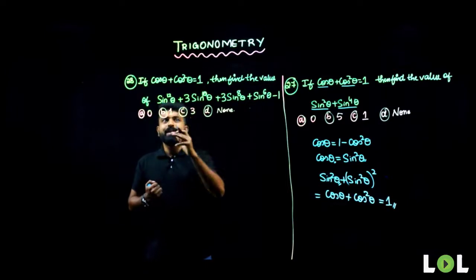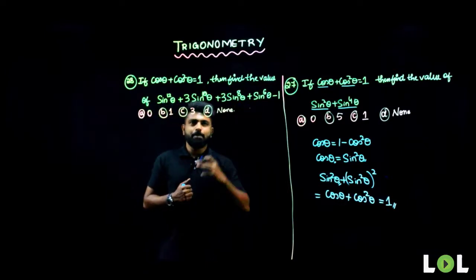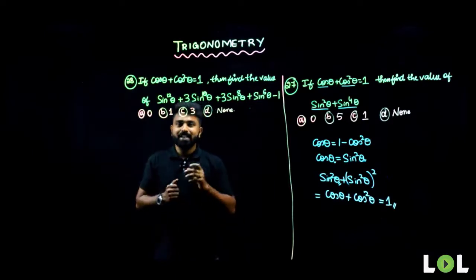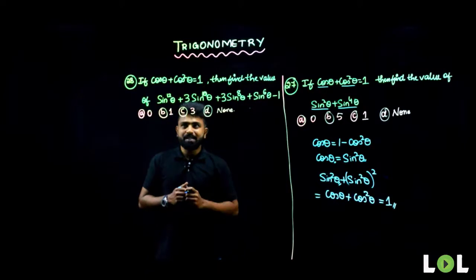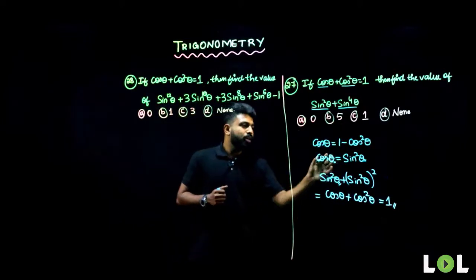sine power 12 theta plus 3 sine power 10 theta plus 3 sine power 8 theta plus sine power 6 theta minus 1. Looking at this question, don't get tense, people. This is also very simple. We'll follow the same steps here. So what do we get cos theta as?